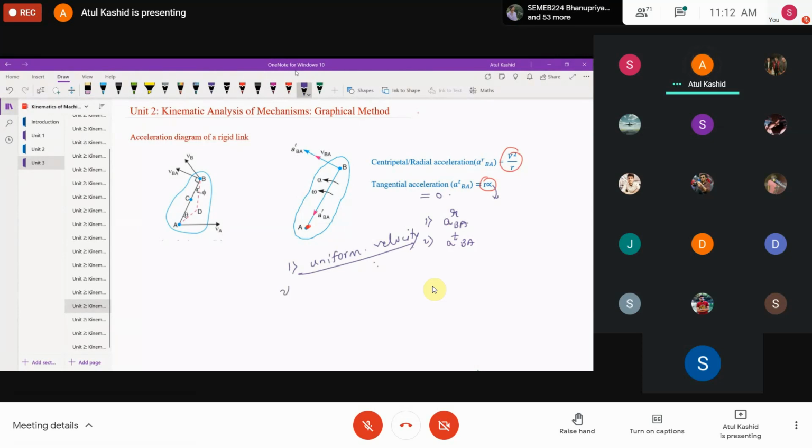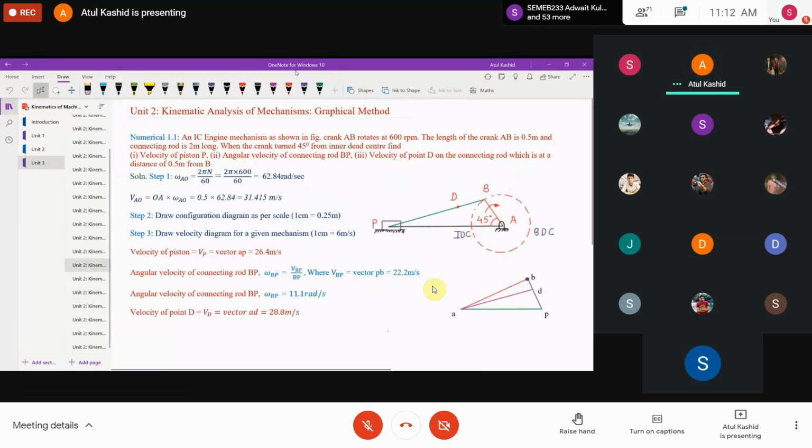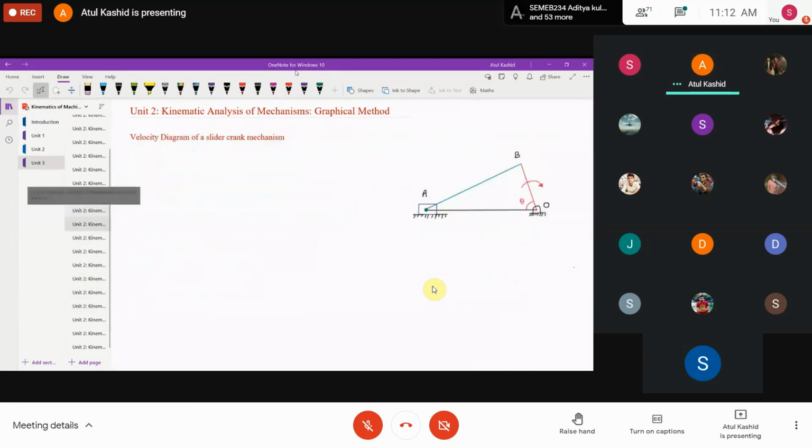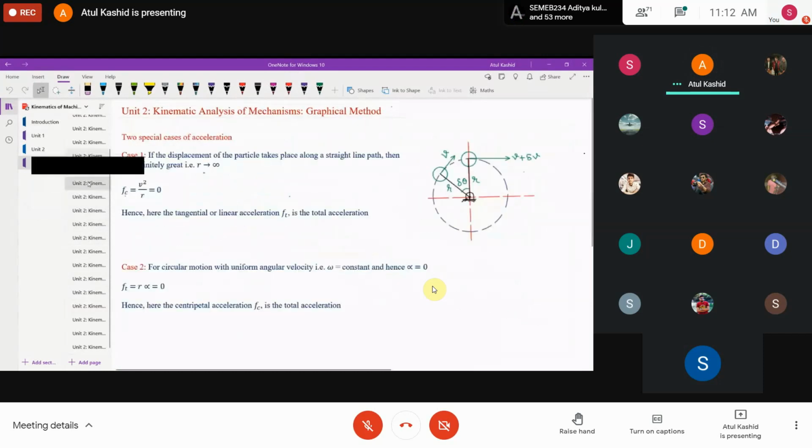And one more case we had seen, when the body is having a straight line motion, right? If a body is having a straight line motion, here r is infinity. So in this case, what is going to happen? Centripetal acceleration will be equal to 0, right? So let me take you back to that slide so you will understand clearly. Just give me a moment. We'll go back to that slide. Yes, this was the slide that I was talking about.